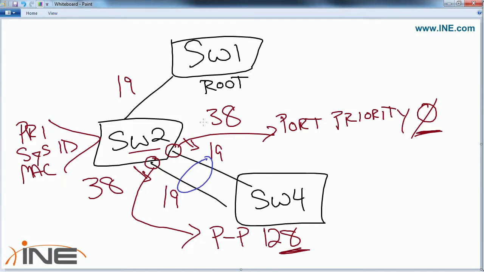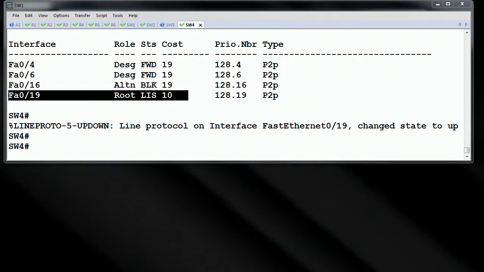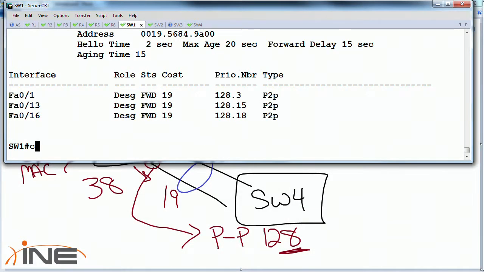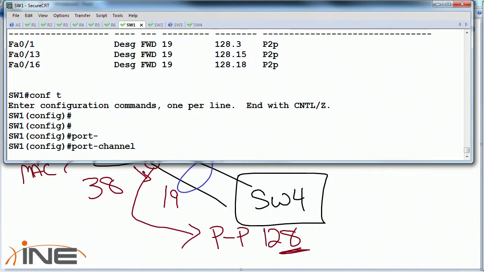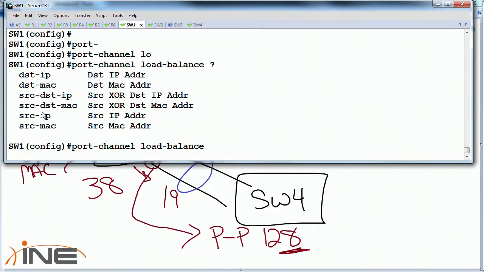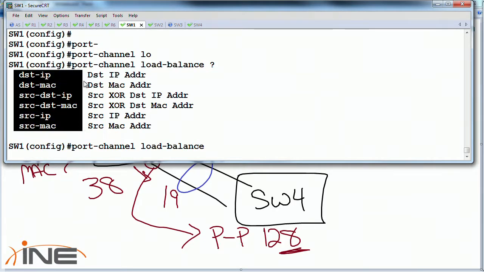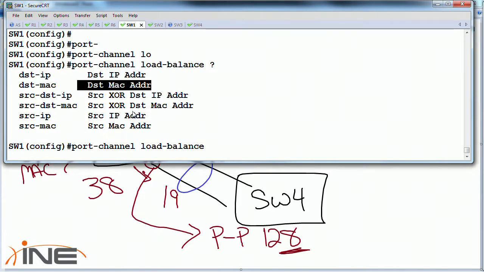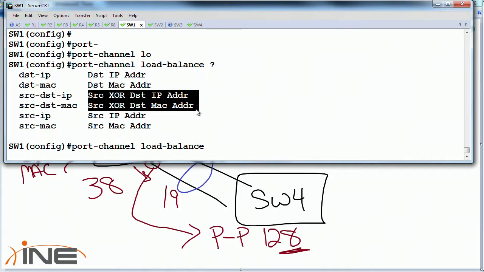Does it load balance per packet or per frame? Or? It depends on the platform. We're going to cover this today, but there's a command that is the port channel load balance. Basically, it does a binary operation between the destination MAC addresses, the source MAC addresses, the destination IP, the source IP, or both of them at the same time, and then it ultimately makes the decision.